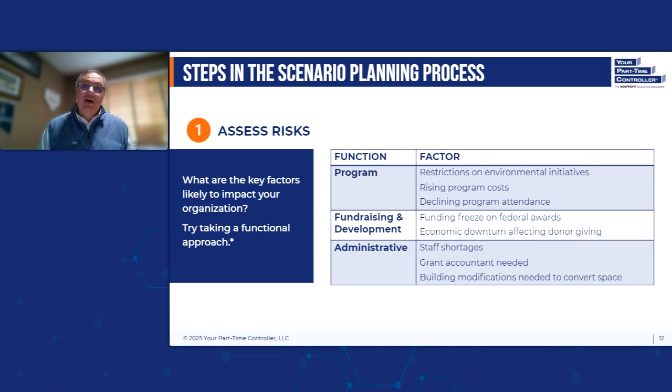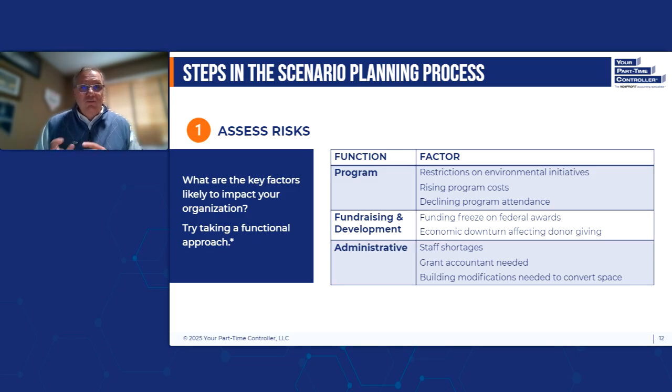What are the key factors that likely are going to impact your organization? Again, we talk about risks here, but they could be opportunities as well, both positive and negative. A good way to get your brain thinking about what these risks might be is you're familiar with the three main functions within nonprofits. You have your program cost, your fundraising and development cost, and your administrative costs.